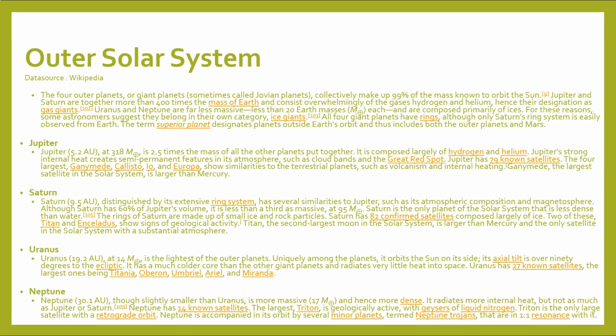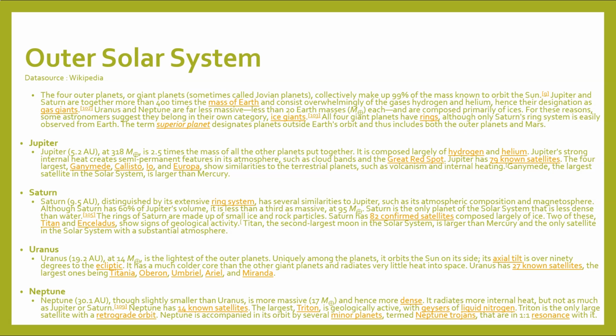Saturn, at 9.5 astronomical units, is distinguished by its extensive ring system, and has several similarities to Jupiter, such as atmospheric composition and magnetosphere. Although Saturn has 60% of Jupiter's volume, it's less than a third as massive, at 95 Earth masses. Saturn is the only planet of the solar system that is less dense than water. The rings of Saturn are made up of small ice and rock particles.